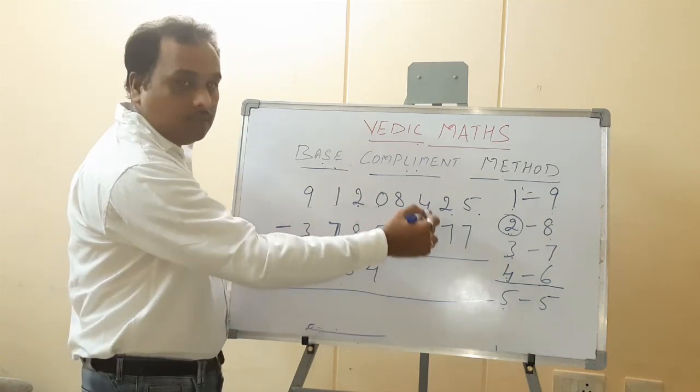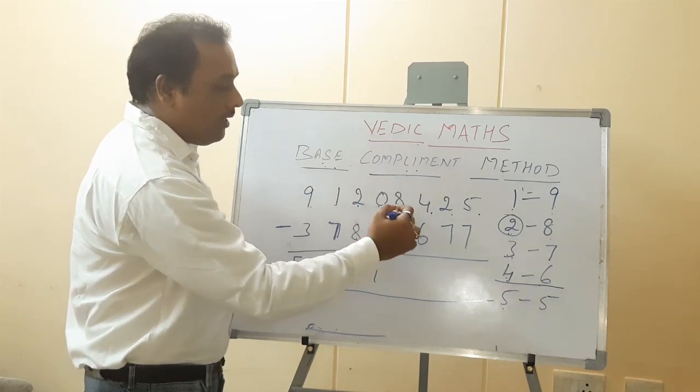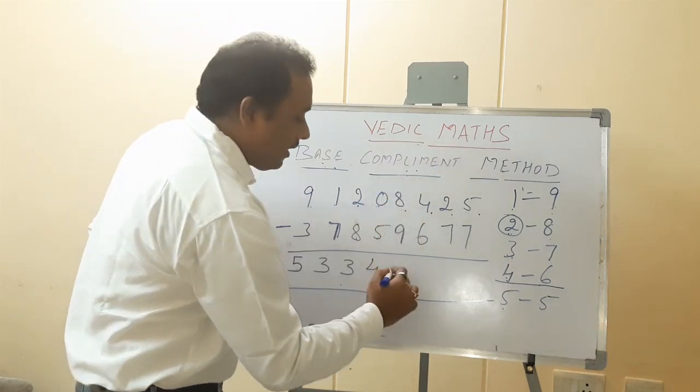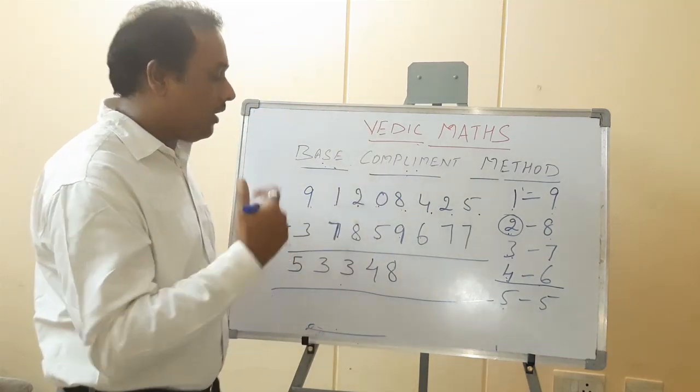So again, I cannot subtract 6 from 4. So what am I writing? 8 plus 1, 9, right? So I am writing only 8 here. Okay. So all these things you have to think in the brain and you have to do.